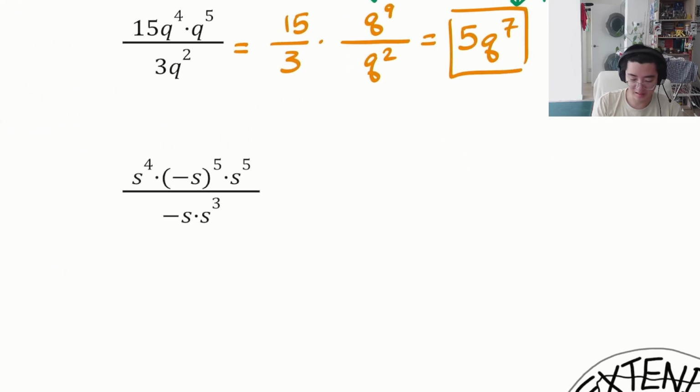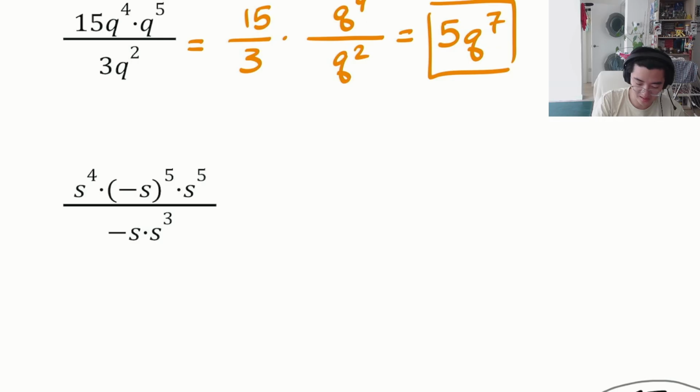Here's a fun extending question. I have a bunch of s's together. But first step, we can actually take the negatives out, just so it's a little easier for us to figure out. Alright, negative s to the power of 5 will get us just negative. We'll get a negative sign in front, because it is a negative inside a bracket with an odd exponent. So we know the end result must be negative.